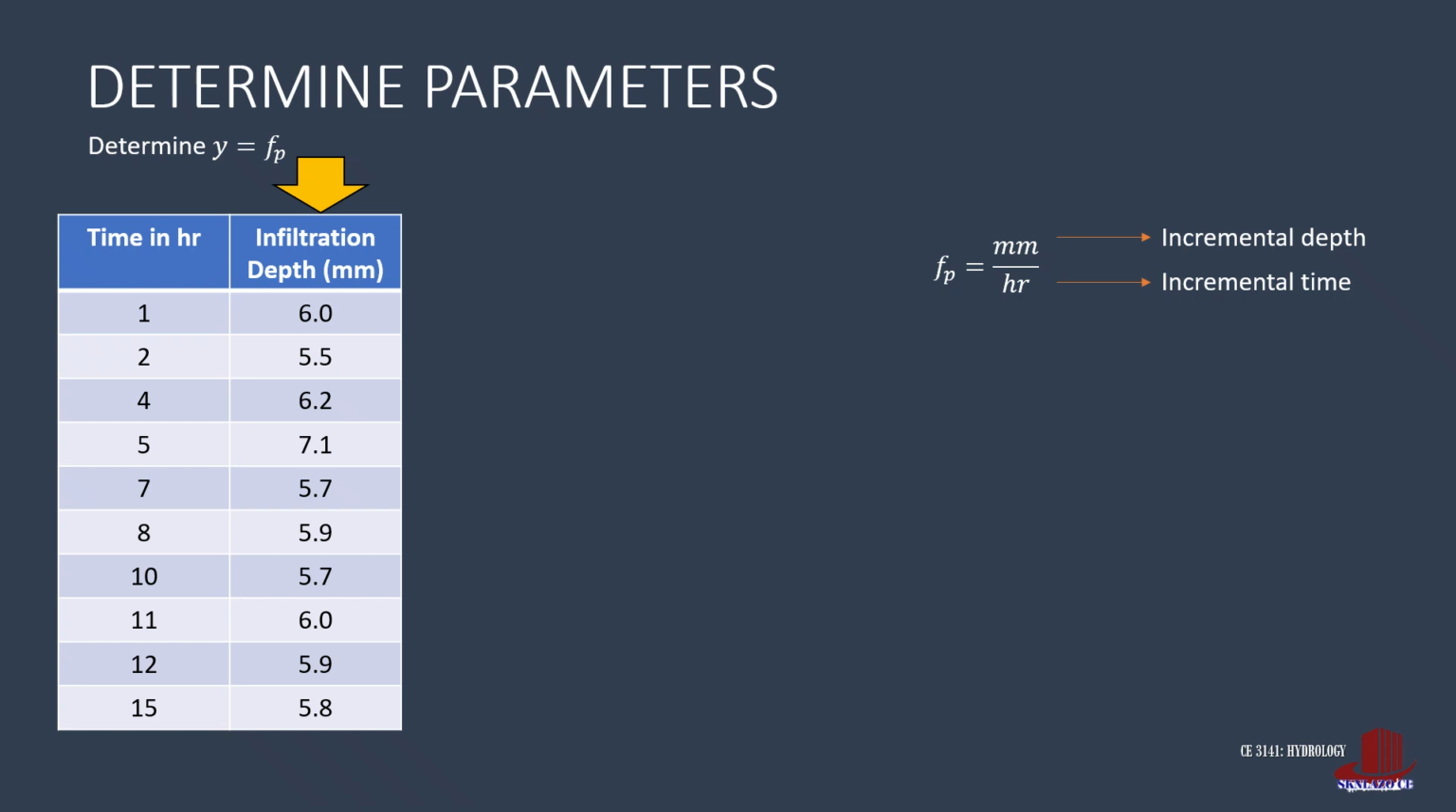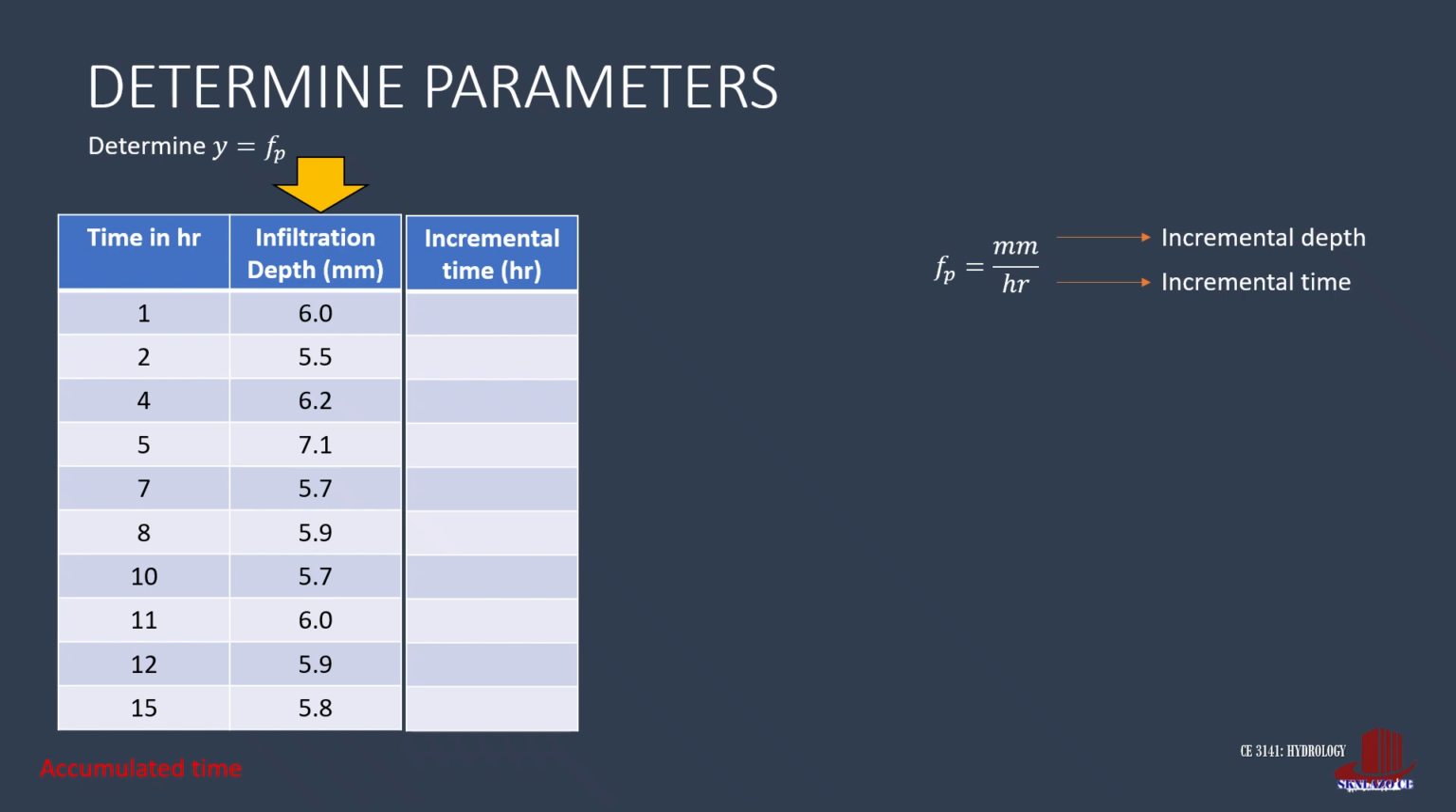Next is to figure out the denominator. The dataset has time, and if one analyzes the values under time, the values have an increasing trend. So we can deduce that this column is for accumulated time. But what we need is incremental time. Thus, the next column for the table is for the conversion of accumulated time to incremental time. This is done by taking the difference of the time values.